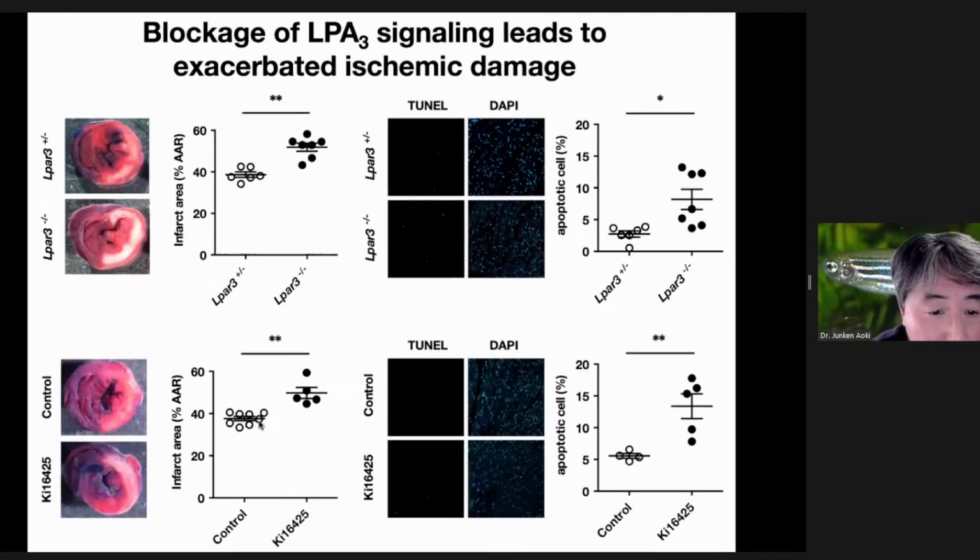Also, when we treat the mice with an LPA1, LPA3 antagonist, KI compound, this is an LPA1, LPA3 antagonist, a similar effect was observed, as was observed in LPA3 knockout.